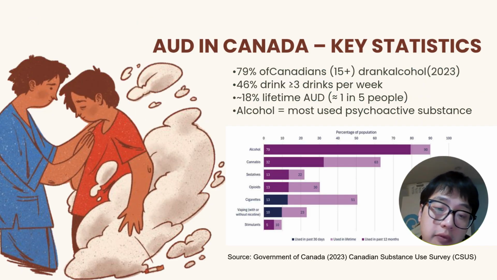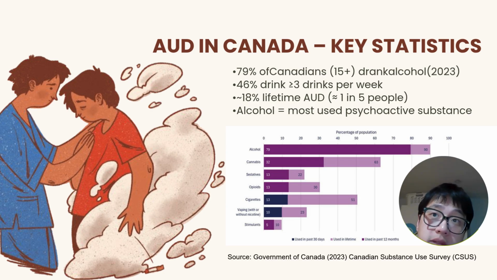For this slide, I want to talk about the key statistics of AUD in Canada. So look at this current landscape. According to the 2023 Canadian Substance Use Survey, alcohol remains the most widely used psychoactive substance in Canada. It isn't even close when you compare it to other substances. About 79% of Canadians aged 15 and older reported drinking alcohol in the past year.